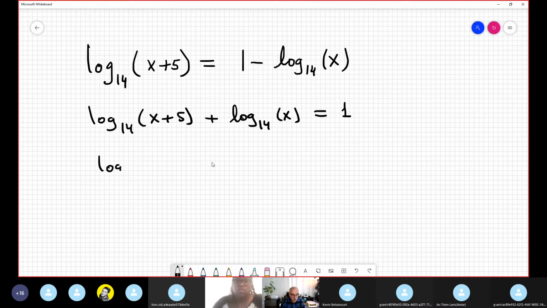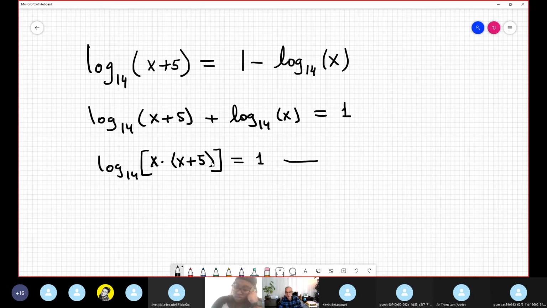And only one logarithm: logarithm base 14 of the multiplication x times x plus 5. Don't forget the parentheses or brackets to enclose everything. This is the argument of the logarithmic function, equal to 1. Okay, crucial moment: conversion to exponential.